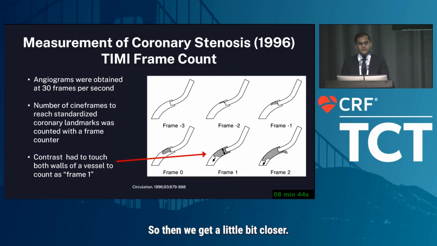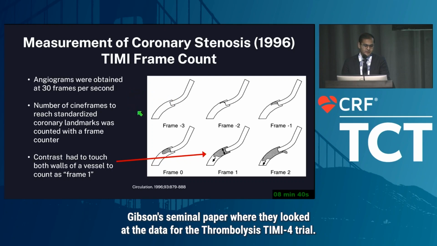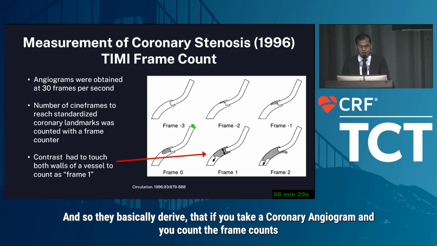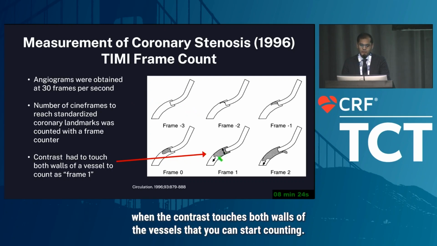So then we get a little bit closer. The TIMI frame count was derived in 1996. Dr. Gibson's seminal paper looked at the data from the thrombolysis TIMI-4 trial. They basically derived that if you take a coronary angiogram and count the frames, when the contrast touches both walls of the vessel, you could start counting.